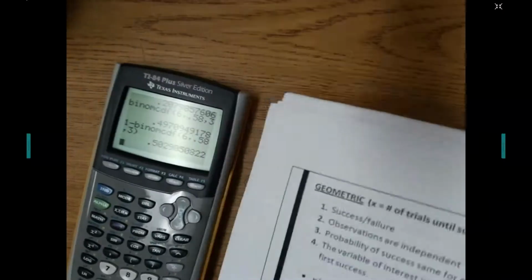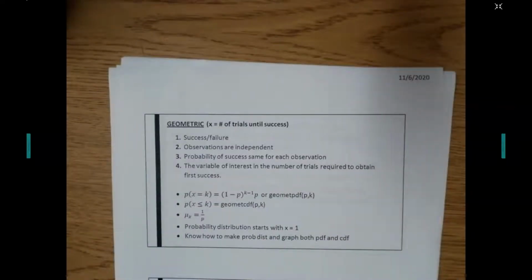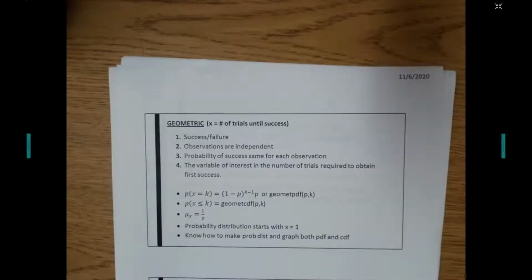In fact, you'll notice when we look at geometric that some of the rules are the same. Okay, for geometric, it's still a situation where it's success or failure. All the observations are independent of one another. The probability of success is still the same for each observation. But what's different is, in geometric, I do not have a fixed number of trials. Instead, I have an infinite number. I am going to see how long it takes until I get a success.